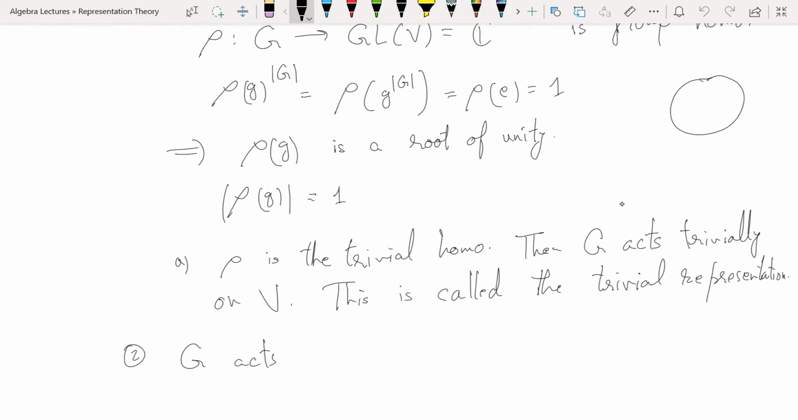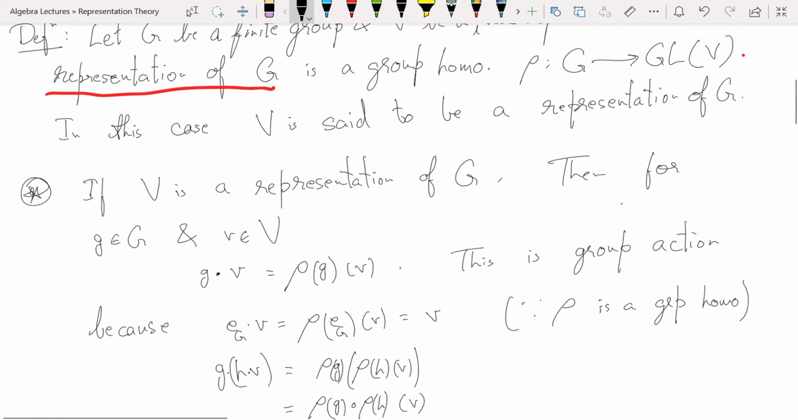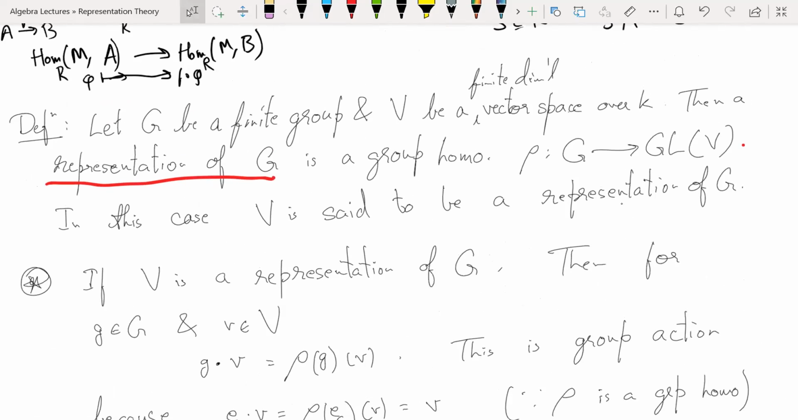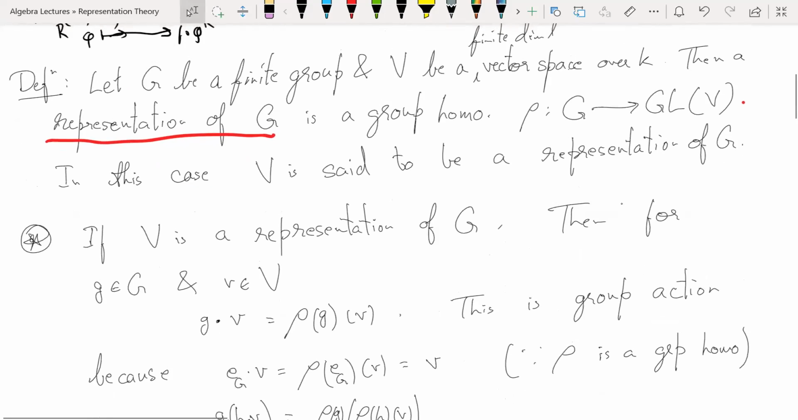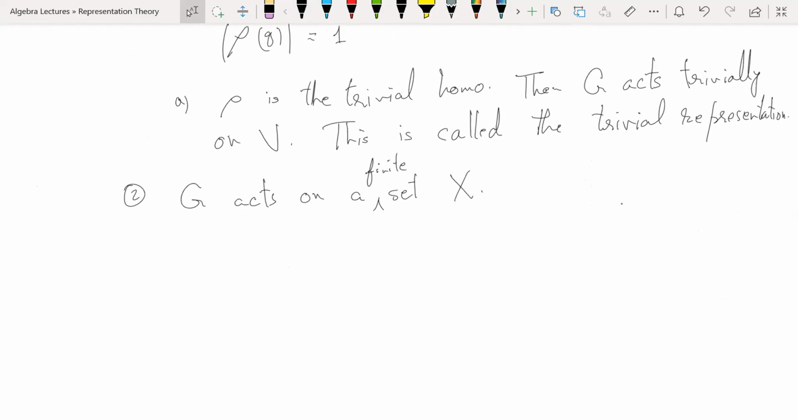Acts on a set X. So you can look at the vector space. Maybe a finite set X, so that the vector space we get is finite dimensional. When you take the definition, it's not necessary that it be finite dimensional, but we will restrict to finite dimensional representations. You can always reduce to a finite dimensional setup in some way.